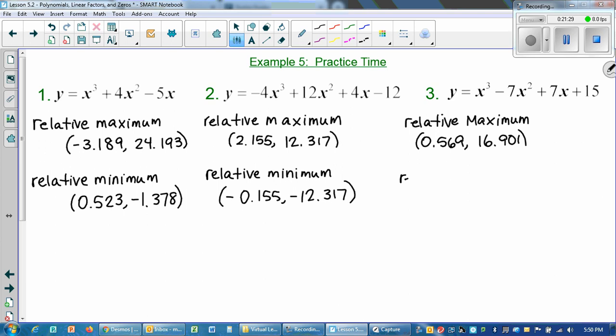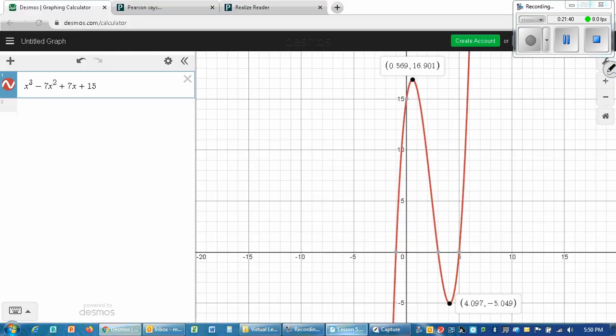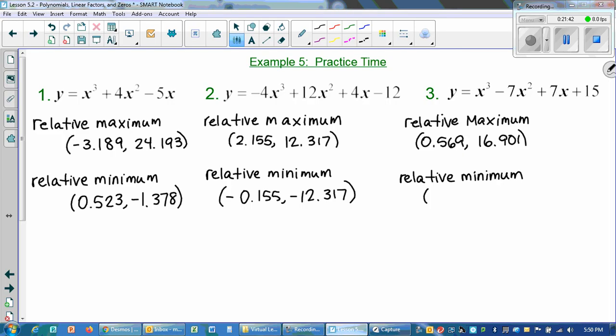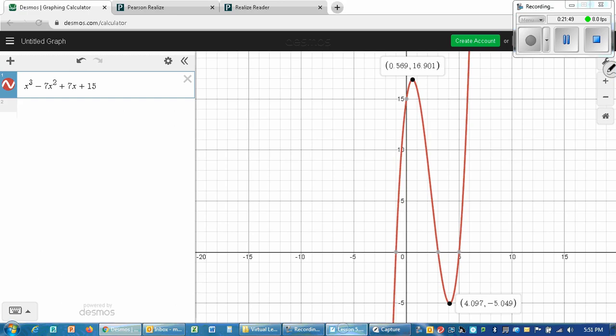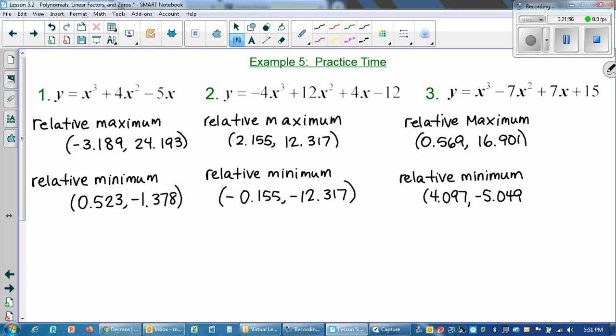Then my relative minimum is located at 4.097. Again, these are all beautiful to 3 decimal places, so there's no need to round. And at negative 5.049. Here are my relative maximum and my relative minimums for each of these graphs that we have.